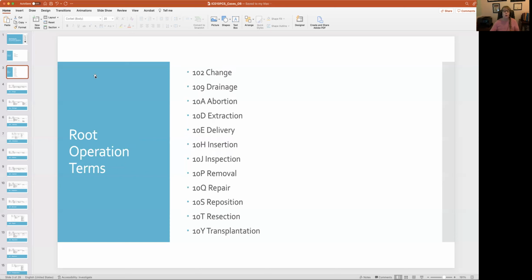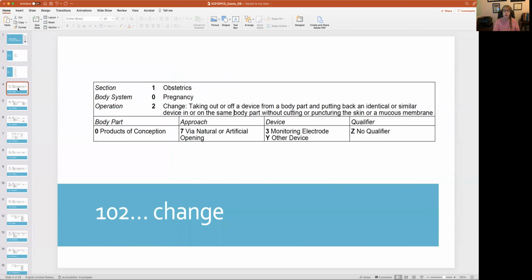So let's take a look at what is involved. The root operation terms: 12 root operation terms. You don't have to memorize them because your coding manual is going to explain it to you. Okay? But I thought there are a couple in particular here that we should review to help you get started on the right foot. Okay, so let's go through these.